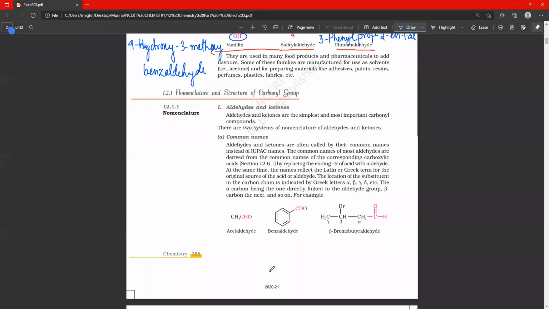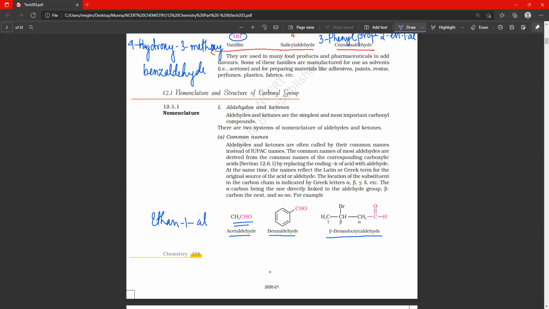After that, we have the nomenclature part. The nomenclature part is already done, isn't it? Now, straightaway I'll give you questions to solve. See, these are the common names, acetaldehyde, benzaldehyde, common names but IUPAC recognized. This one, I think all of you know by now. The IUPAC name of this compound is ethane 1-al. Now, everyone, see, beta-bromo butyraldehyde.